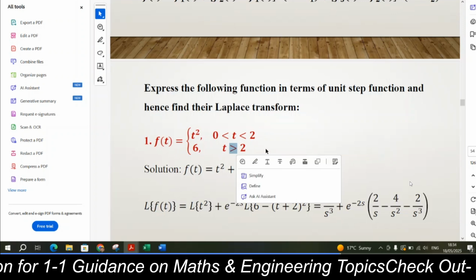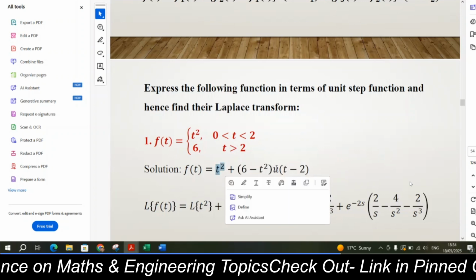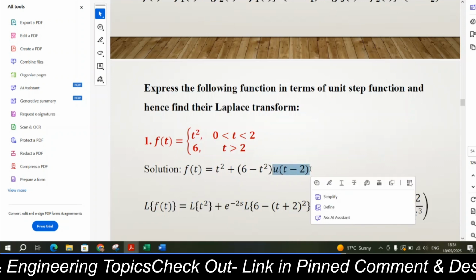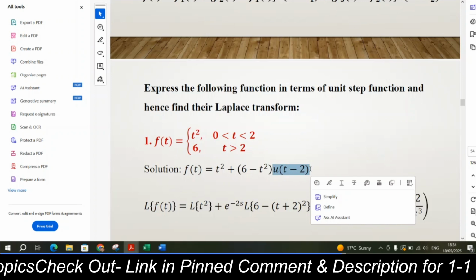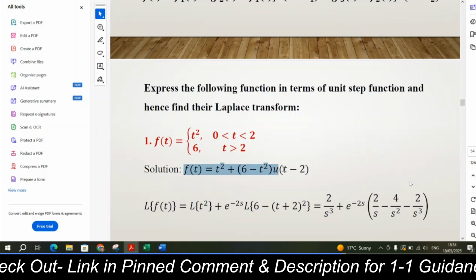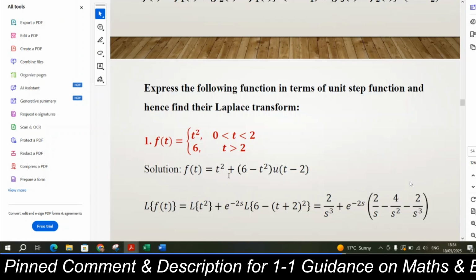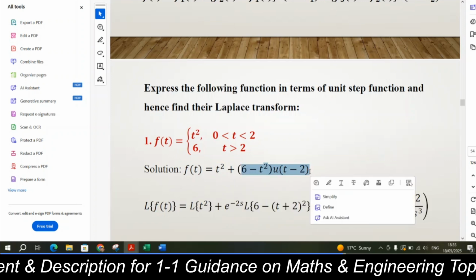So let's see how to apply this in a function. You have f(t) is t square from 0 to 2, and f(t) is 6 at t greater than 2. Again, over here there has to be an equal to sign. They have not given it in the question, but there has to be one. Therefore you'll see t square plus (6 minus t square) into u(t minus 2). u(t minus 2) is basically the Heaviside function at the point 2. It is 0 for less than 2, and it is 1 when it is greater than or equal to 2.